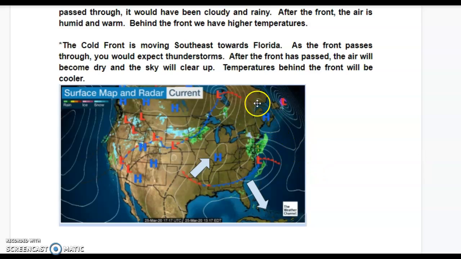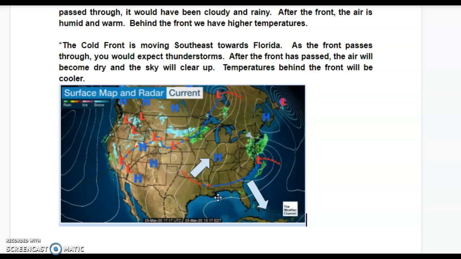You see these white lines on here. The white lines are called isobars. The isobars represent different amounts of air pressure. Anywhere that you see the lines close together, so if we look out here towards the Atlantic, these lines are very close together. That indicates high wind speeds. But if you look in here, these lines are far apart. That represents low wind speeds.